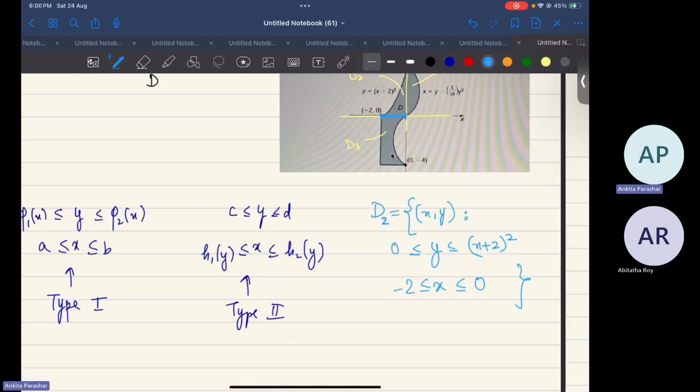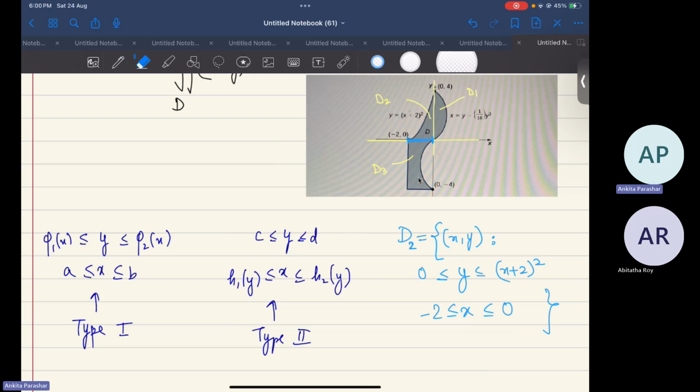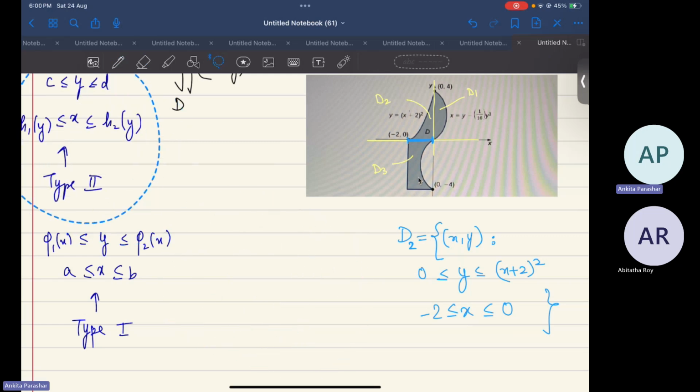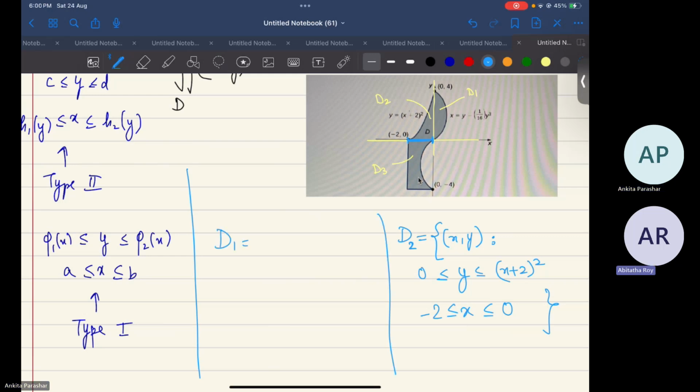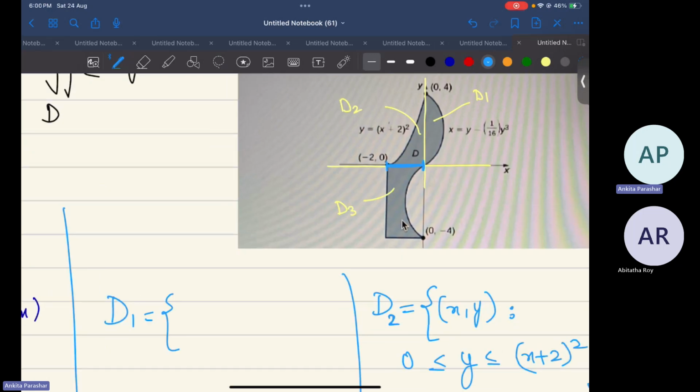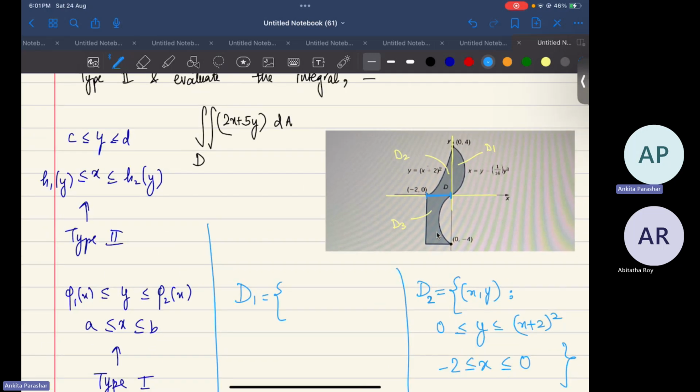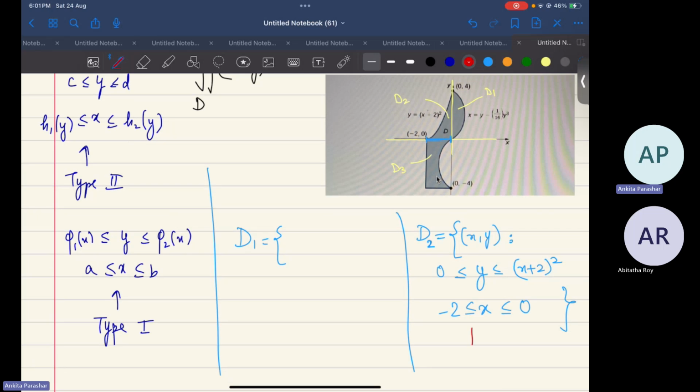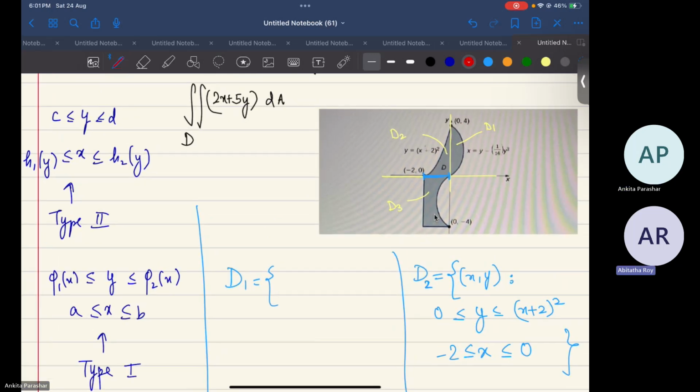Now let's write D1. Let me just shift these here. What type is D1? First of all, we have not discussed type. D2 is type 2. No, it is type 1, right? Remember, type 1 is this, where y is a function of x. Yes, so D2 is type 1.